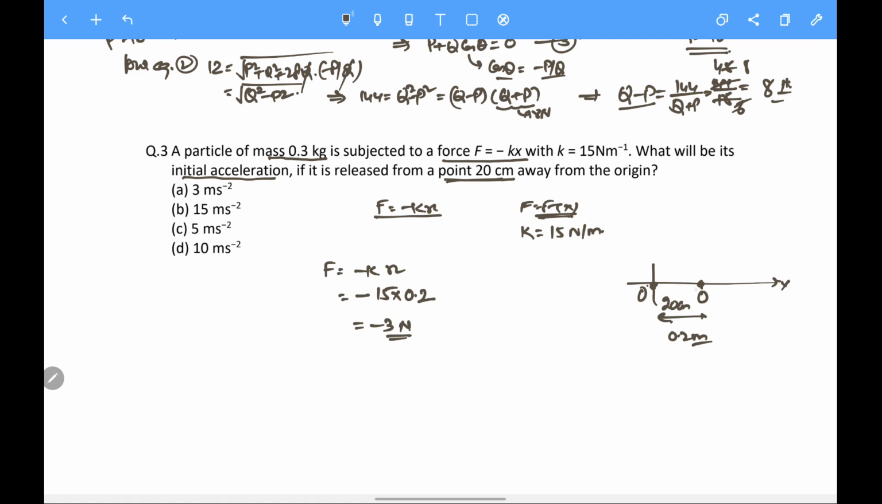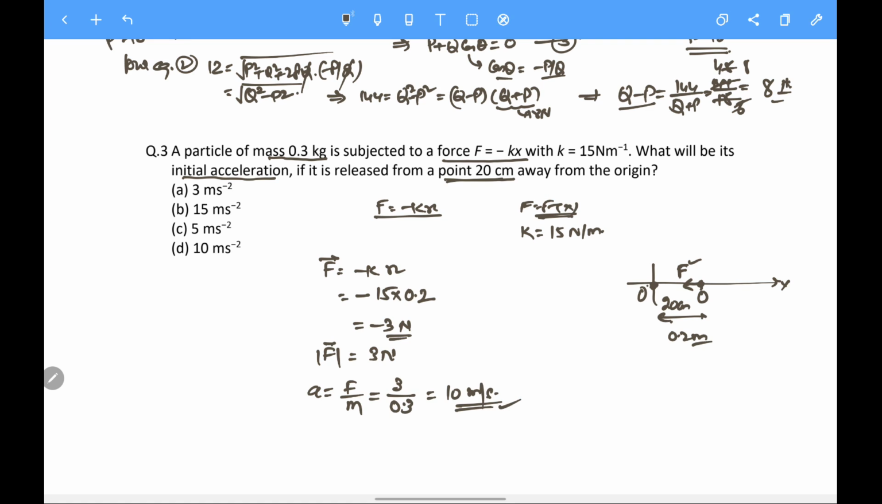Minus is showing the direction that it is directed towards the mean position. That means this force has a tendency to bring the mass towards the reference point. That means this is the vector, meaning magnitude of this vector is 3 Newton. We have to find the acceleration. So acceleration will be F by m initially when it is released. Initially when it was released, the force was acting 3 Newton and mass is 0.3. So we can say it is 10 meter per second square.